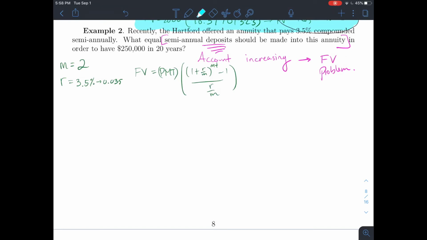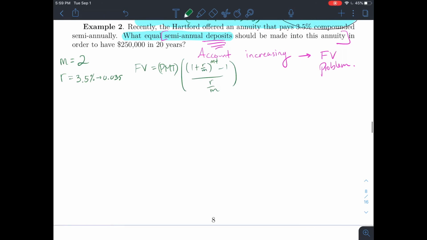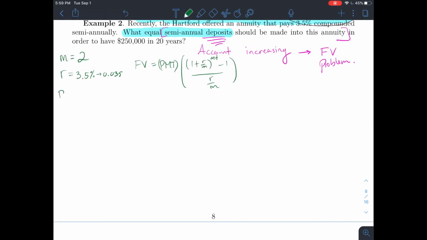Here, this one is asking what equal semi-annual deposits we should make. So that part that I have highlighted, that's the PMT. These are the ones where you're going to keep coming to the bank every half a year and deposit that same amount. We do not know how much that is. However much that is, we know that we want to have $250,000 in this account over a span of 20 years.